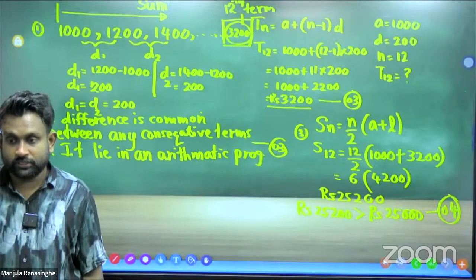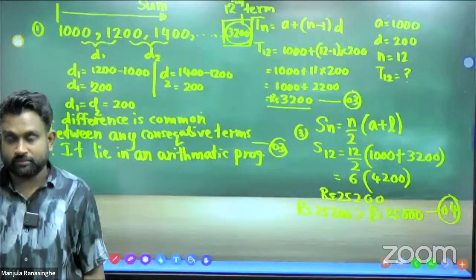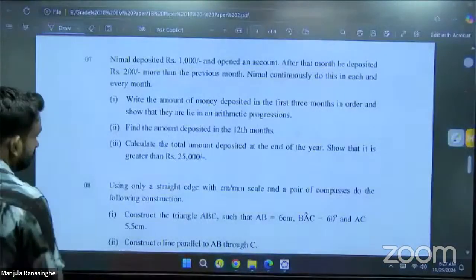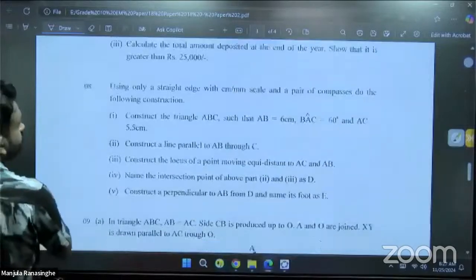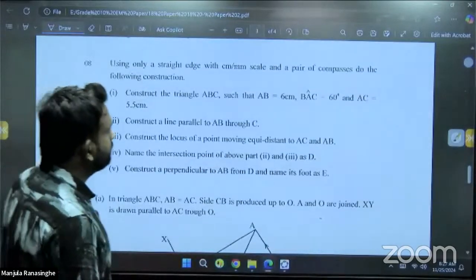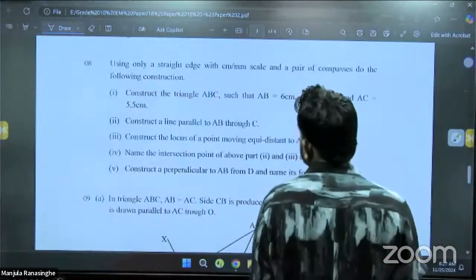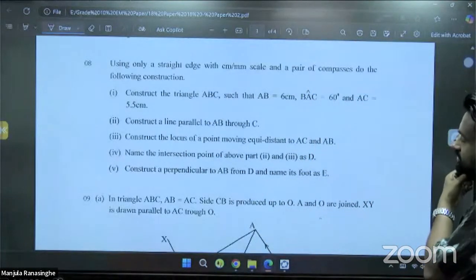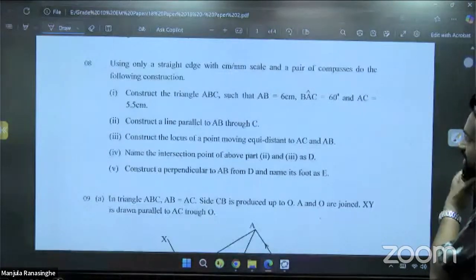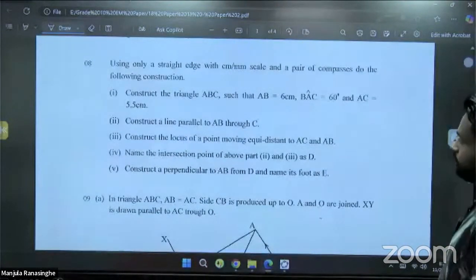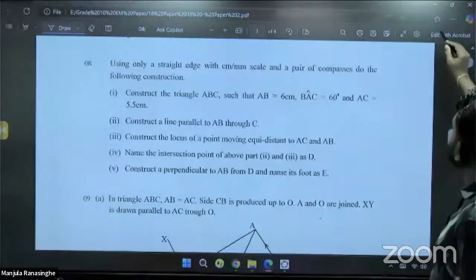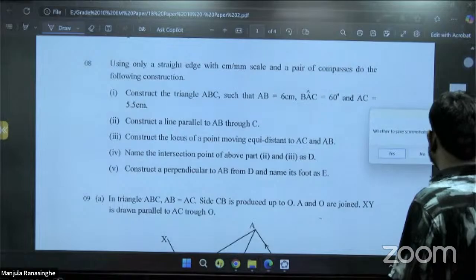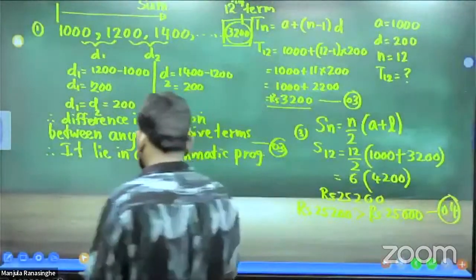Right, now we move to the next question. Question number 8. Using only a straight edge and a pair of compasses, do the following construction. Construct the triangle ABC such that AB equals 6 centimeters, angle BAC equals 60 degrees, and AC equals 5.5 centimeters. So learn how to draw this part.